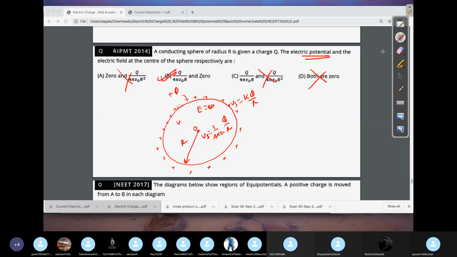Done? If you want, you can take the screenshot. We'll move to the next question now. Look, this screenshot. Okay, let's see the next question.